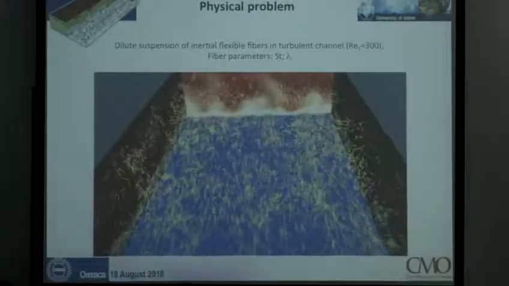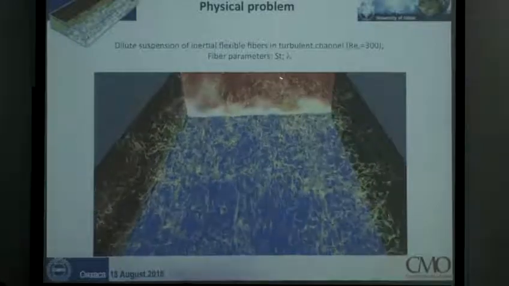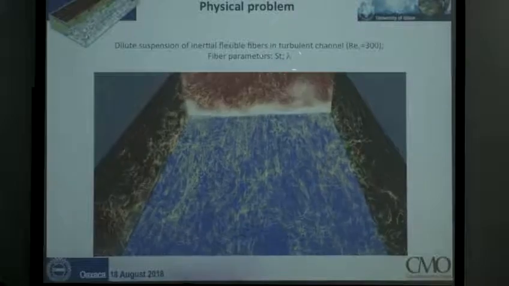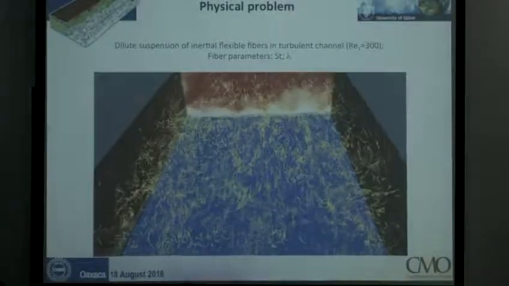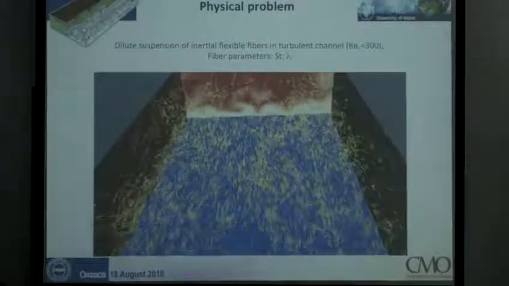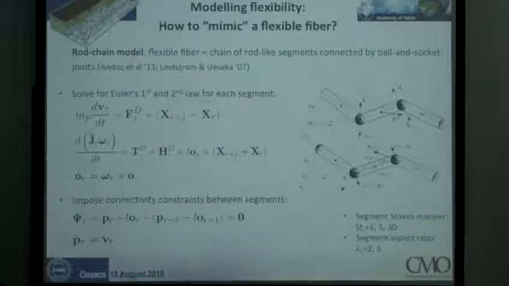So to do so, we changed fiber inertia, which is quantified and parameterized by the Stokes number, and we changed the elongation of the fiber, which is represented here by the aspect ratio of the fiber itself. In order to model the fibers within the point particle approach, we use a model that has been developed a few years ago, originally by Lindstrom and Uesaka, and then it has been used by other groups, which is the rod chain model.